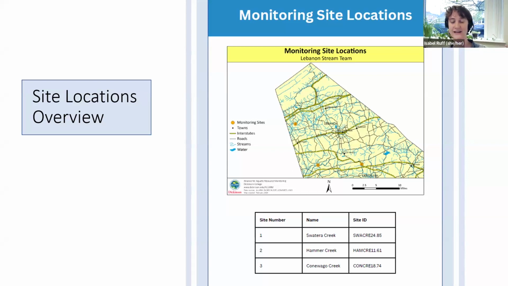And right here, we get started with the site locations. So it includes all the sites in the county. They're numbered in relation to the major roads, major areas. And we have info comparing each site number to the name and site ID.